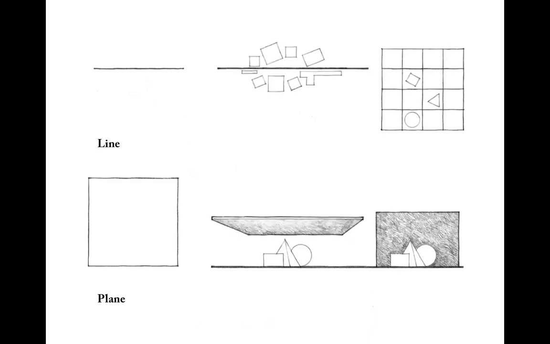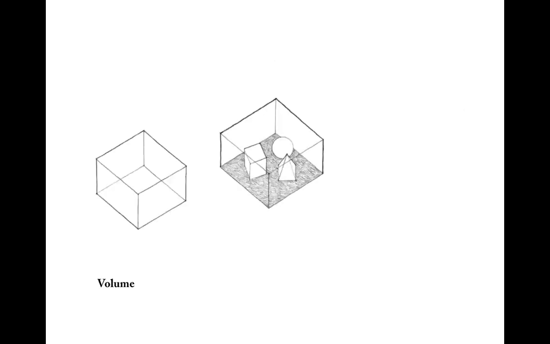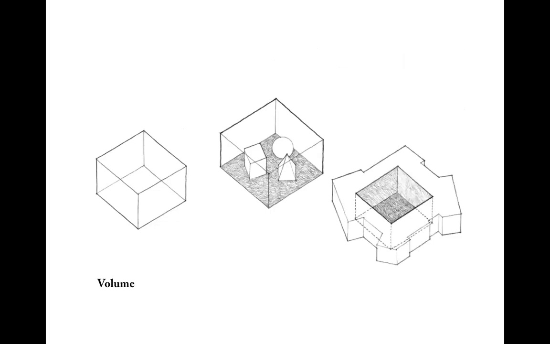A plane can gather the pattern of elements beneath it or serve as an encompassing background for the elements and frame them in its field. A volume can collect the pattern of elements within its boundaries or organize them along its perimeter.